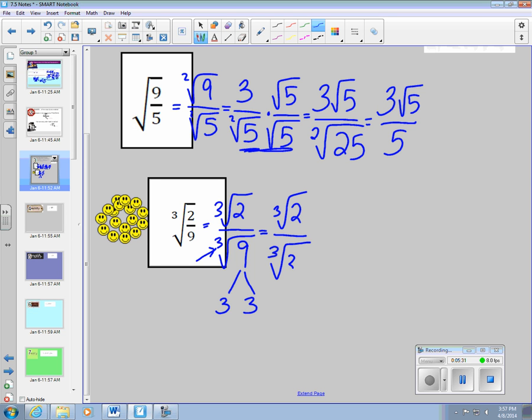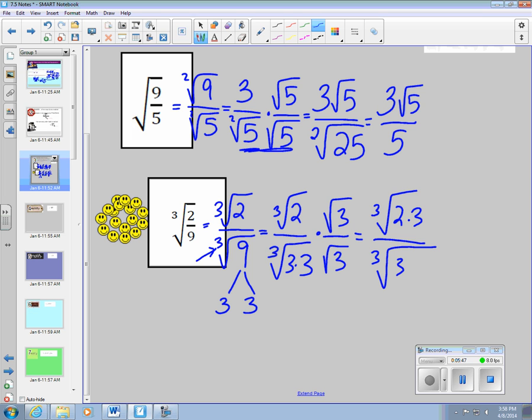of 3 times 3. So in order to simplify this, we need to multiply both the top and bottom by the cube root of 3. What this does is now we have the cube root of 2 times 3 up here, and now we have the cube root of 3 times 3 times 3. And since we're taking the cube root, we're looking for 3 groups of 3 underneath the radical. We have a group of three 3's, so we can bring a 3 out. So we're left with the cube root of 6 all over 3, and that's your simplified radical.